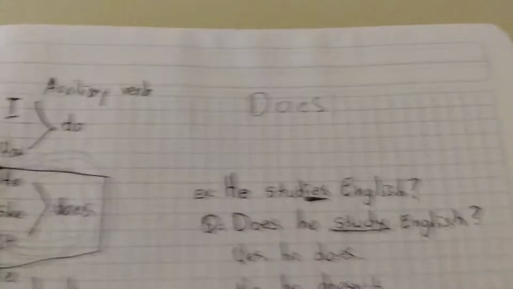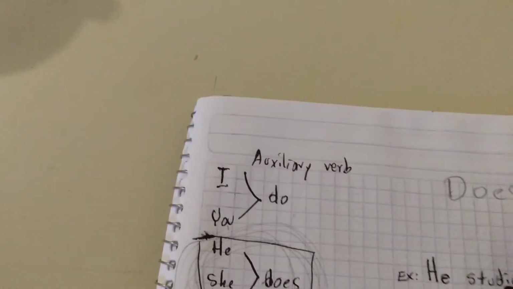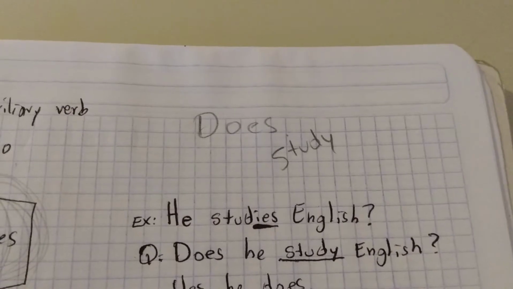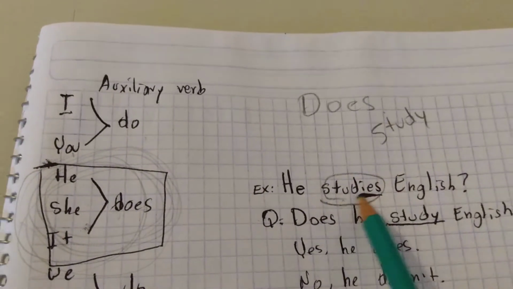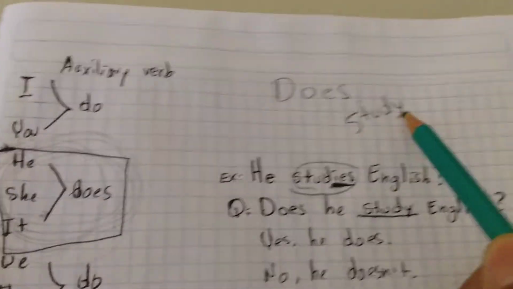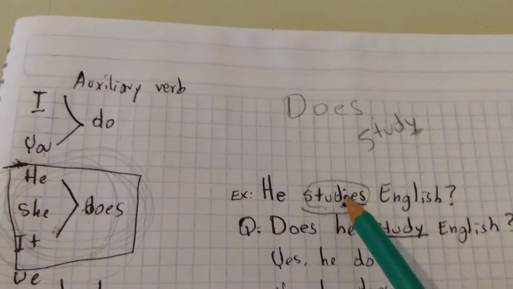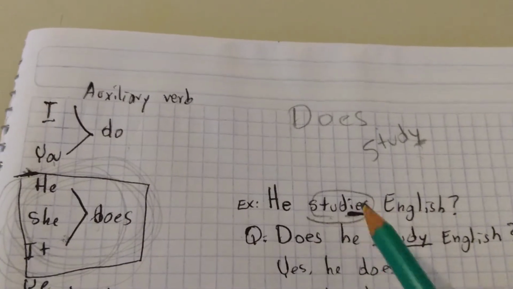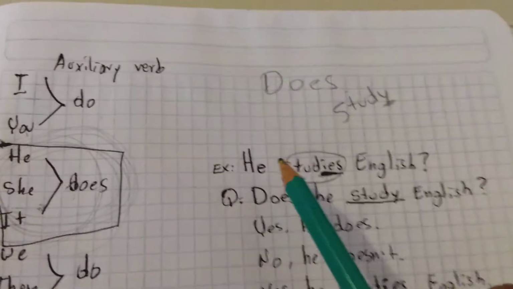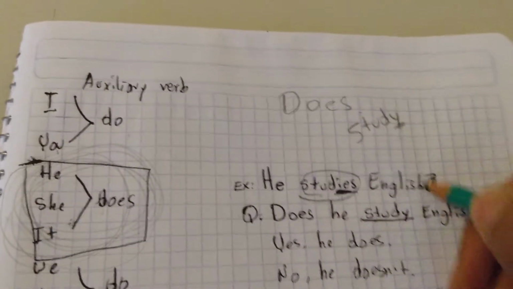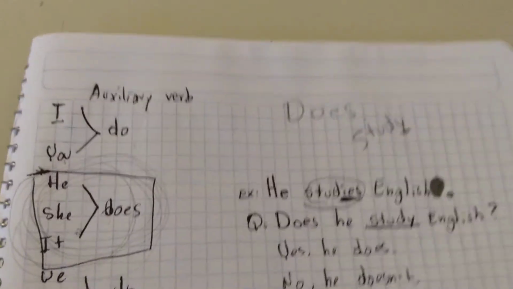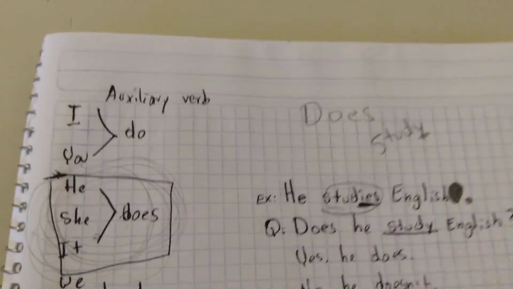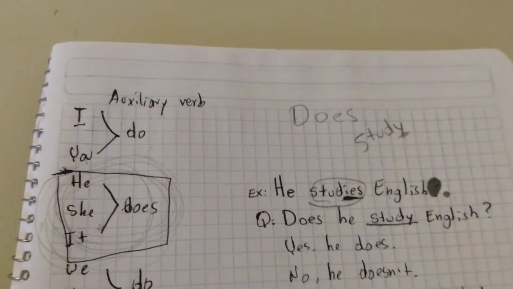Now notice that the verb study is written like this in its original form, but here we're conjugating it. Okay, we're eliminating the y and we're replacing that y for an I, and we're writing es. So the correct form of this is not a question, I'm sorry, let me erase that question mark. This is a sentence. Okay, he studies English. It's just an example sentence.